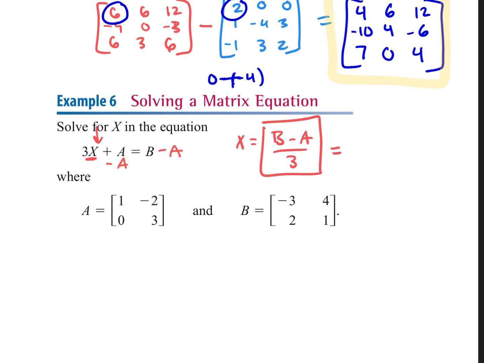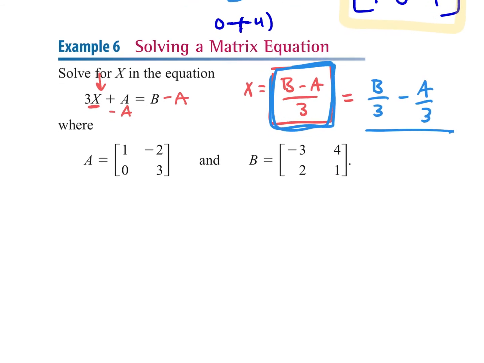I could also switch the order of what I'm doing, because (B minus A) divided by 3 would be the same thing as B over 3 minus A over 3. So if I wanted to, I could divide everything in A and everything in B by 3 and then subtract. But I would stick with this one because if I did it this way, I'll have fractions. So at least now I just have fractions at the end, if I have fractions. So subtract first, then divide.